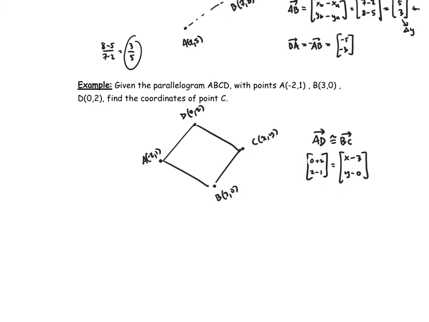Okay, so now what I know is since these vectors AD and BC are equivalent, then these components should be equal. Therefore, I can set these equal to each other and solve for x and y, which means I'm now solving for point C's coordinates. So that would mean 2 is equal to x minus 3, which tells me that x equals 5, and 2 minus 1, which is equal to 1, is equal to y. Therefore, y is equal to 1, and the point C is the point 5, 1.